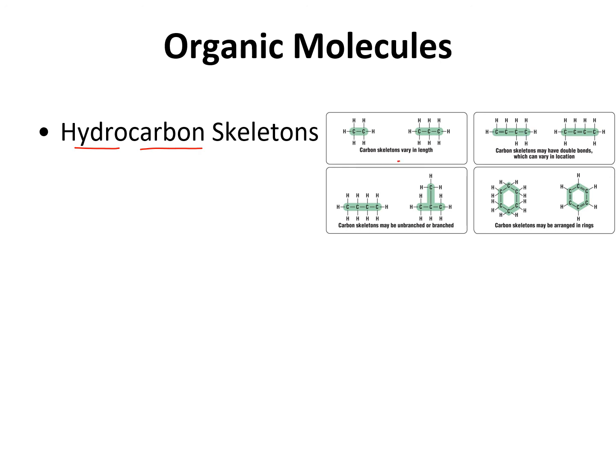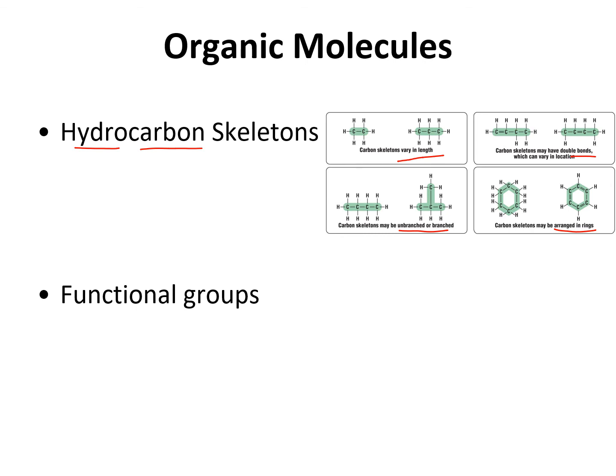And they can vary in length. They can have single or double bonds. They can be branched or unbranched, and they can also be arranged in rings. So with these hydrocarbon skeletons, you get a lot of variation in the structure of the organic molecules.